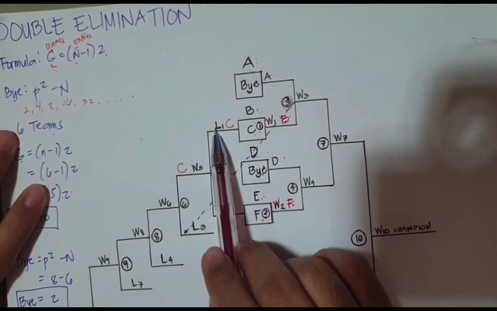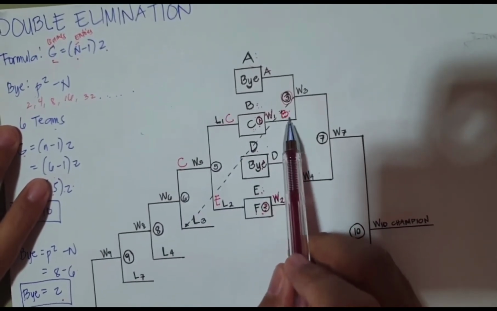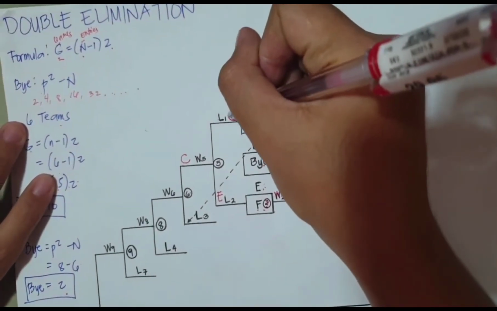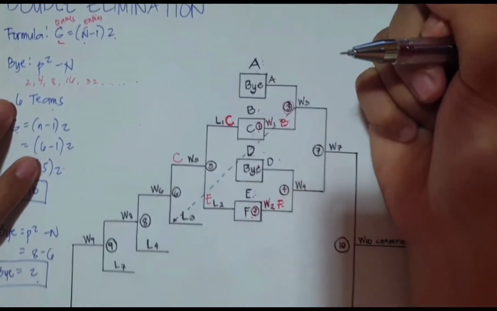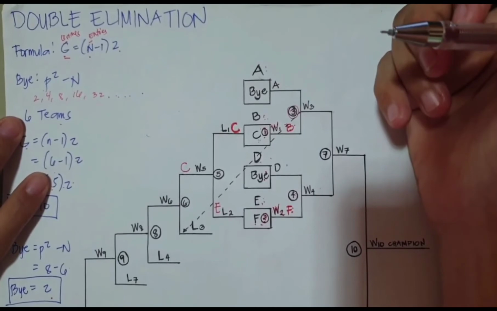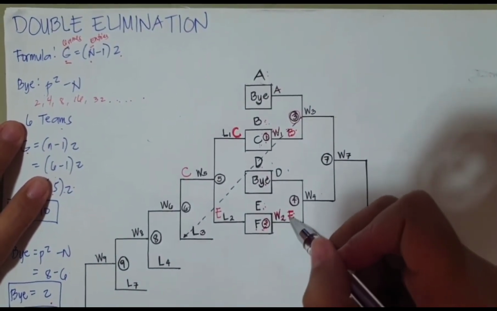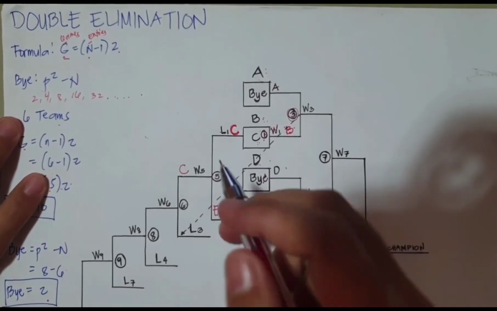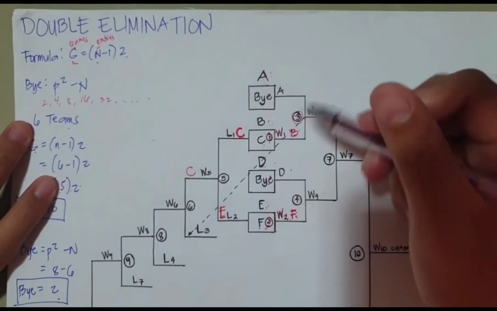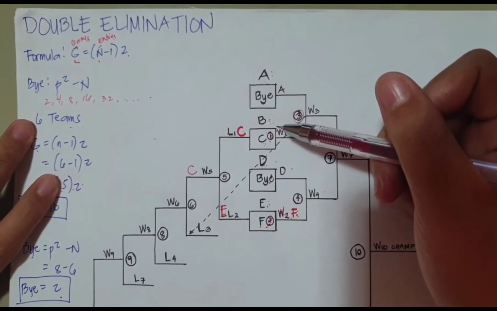So here in game 1, winner 1 is Team B, and then loser 1 is Team C. Let's not forget that they should always be paired. Every time we write, they should always be paired. For game 2, let's say Team F won, and then loser 2 is Team E. So here we have game 1 and 2: winner 1, loser 1, and winner 2, loser 2.